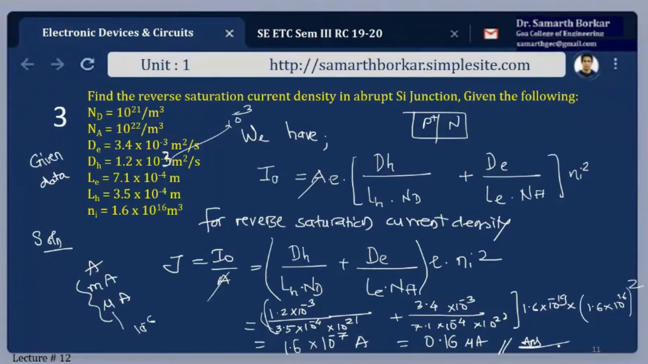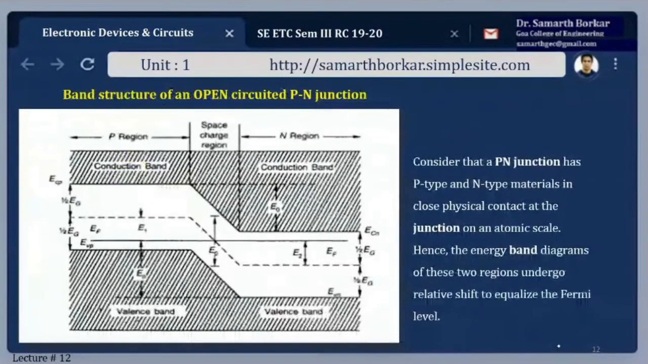Fine. Now, this is just a revision of what we had derived in lecture number 9, and the video has been uploaded as lecture number 10, of somewhat 41 minutes, on the YouTube channel. There's another way to understand this particular concept. What it says is the band structure of an open circuited PN junction.